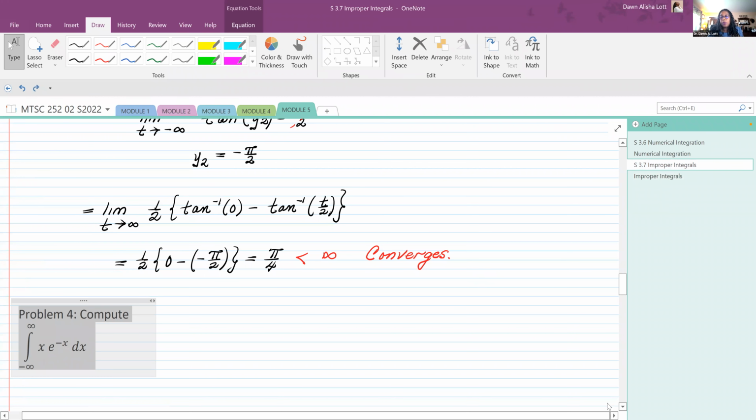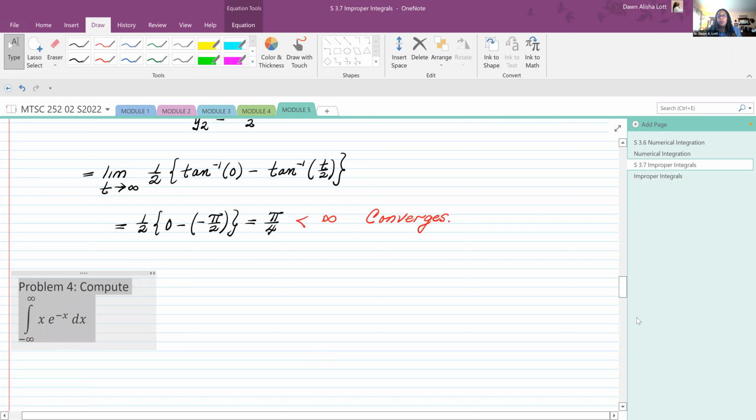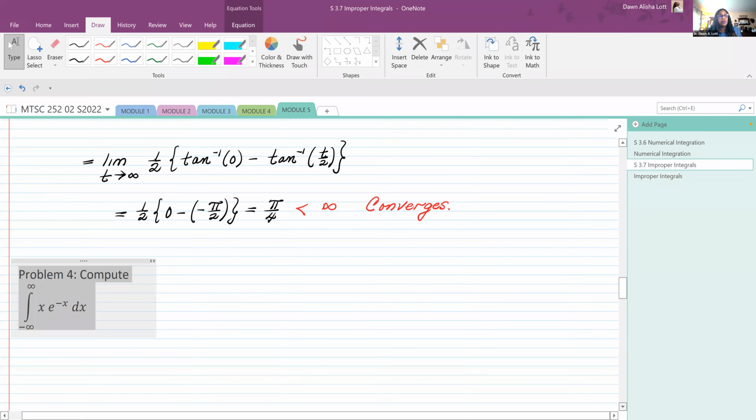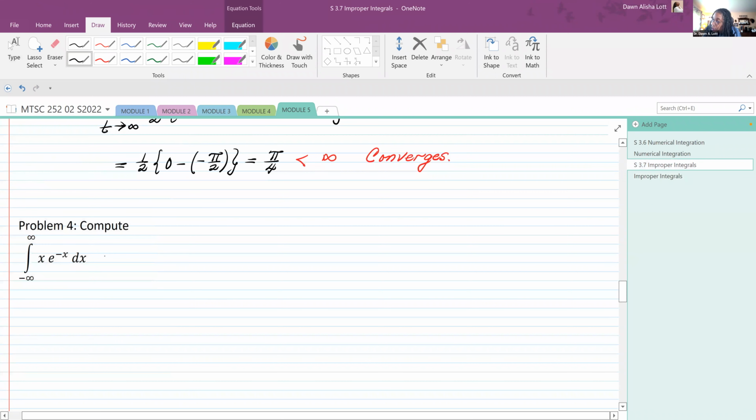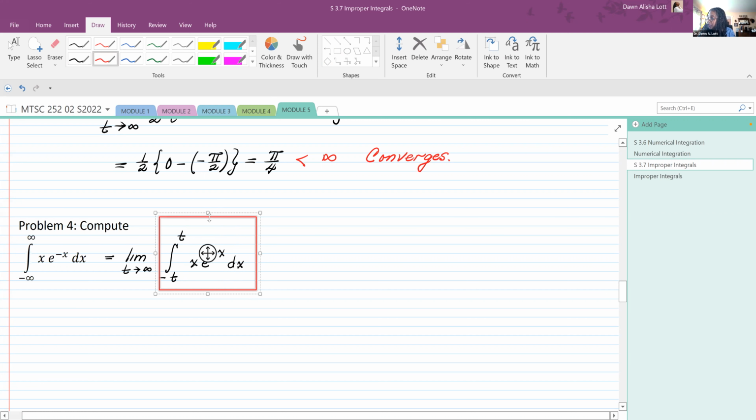Okay, let's do problem 4. So this one, if you notice, we have the infinity at the top and at the bottom. Okay, so we are going to put t in. So we're going to let this be the limit as t goes to infinity of the integral from negative t to t of x e to the negative x dx. Okay, so now this is doing the same thing as t going to negative infinity, except I am putting in a negative t there for it.